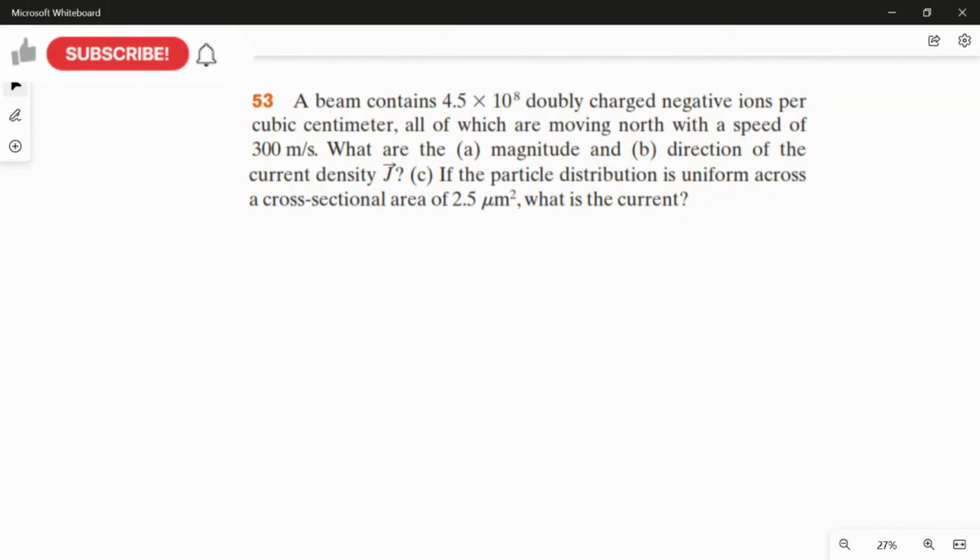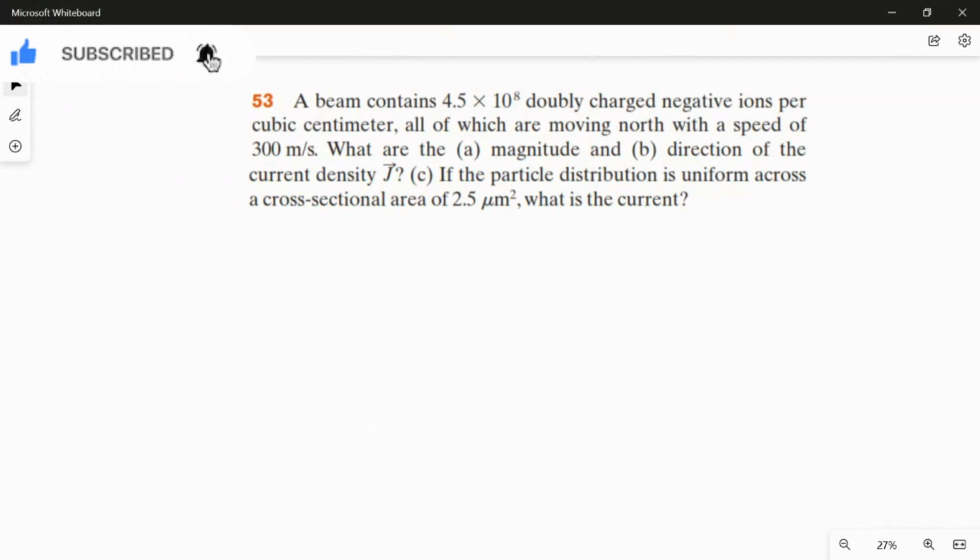Here we have three questions. The first question is, what is the magnitude of the current density J? The second question is, what is the direction of the current density? And the third question is, if the particle distribution is uniform across the cross-sectional area of 2.5 micrometer square, what is the current? So we have to answer these three questions.